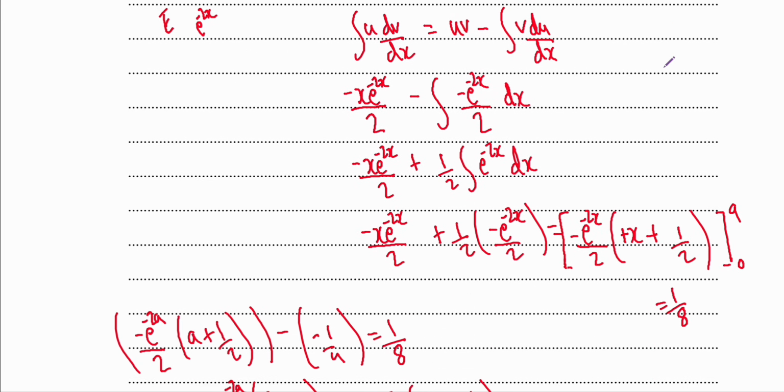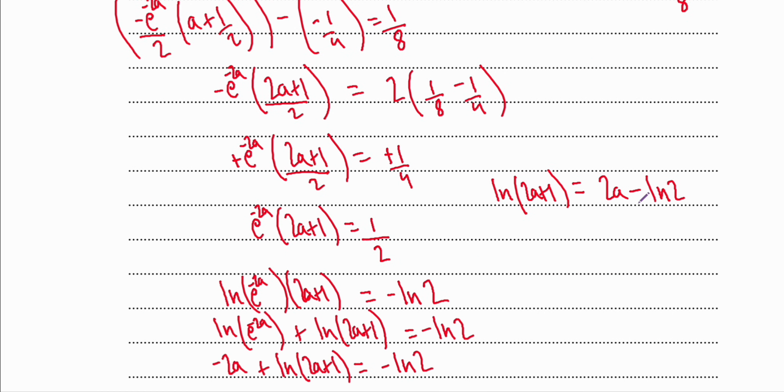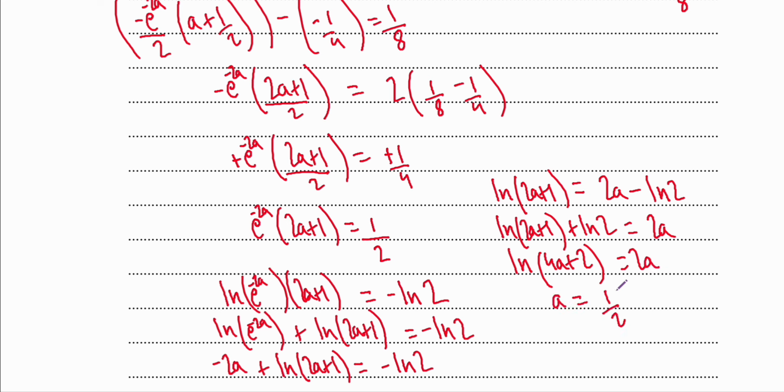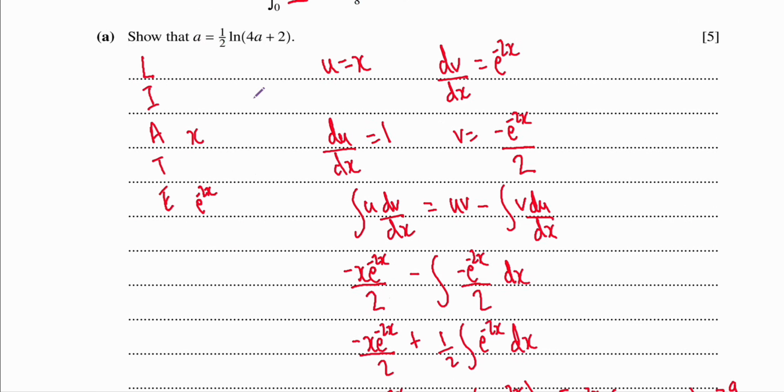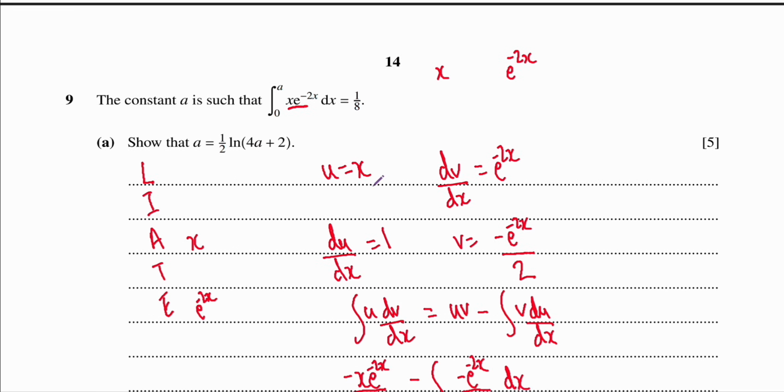Okay, and now what can we do? Well, we just need to rearrange more. So we have ln of 2a plus 1 is equal to 2a minus ln 2. Let's leave 2a on its own. So then you'll have ln of 2a plus 1, and bring the negative ln 2 to the other side, so you have plus ln 2 is equal to 2a. Well, this is again ln a plus ln b. So if you just multiply them, you end up getting ln of a times b, which is ln of 2a plus 1 times 2, which is 4a plus 2. And that's equal to 2a. And then you've got what you need if you divide by 2. So you have a is equal to a half times ln of 4a plus 2. And that is exactly what we needed to show right here: a is equal to half ln of 4a plus 2. So yeah, that's integration by parts.